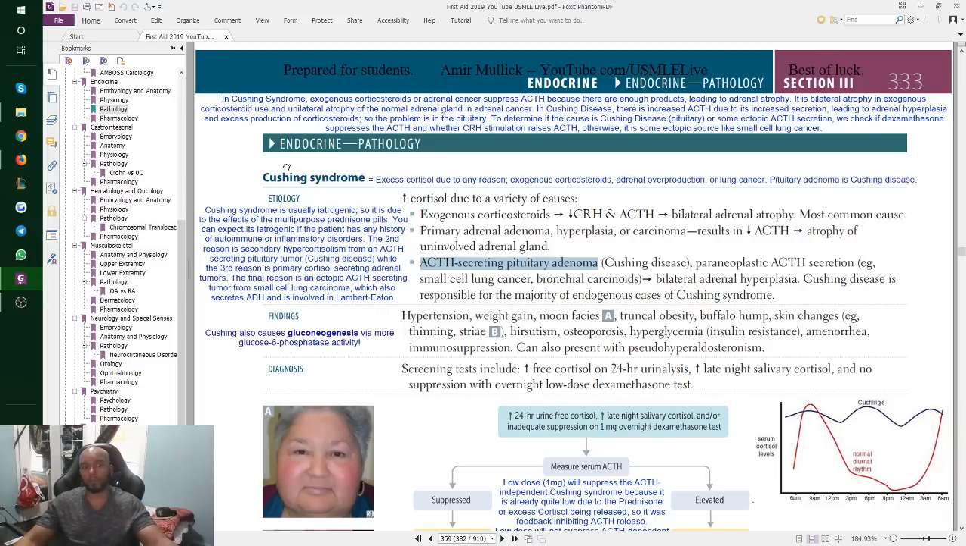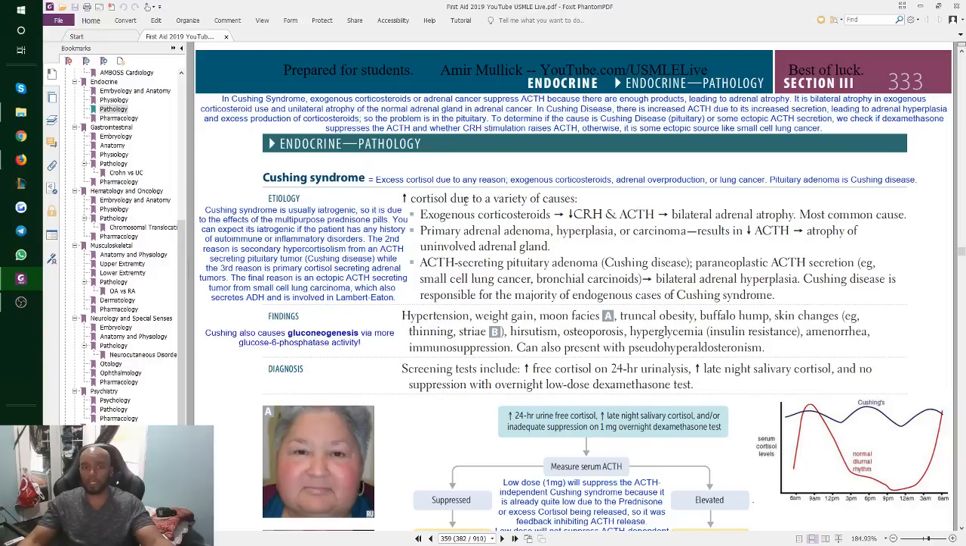So let's take a look at Cushing. Cushing is basically excess cortisol due to any reason, whether it be exogenous corticosteroids, adrenal overproduction, or lung cancer. Pituitary adenoma is the Cushing disease, right? So you can see all the different reasons you could have high cortisol in your body are listed here. You could either be taking exogenous corticosteroids, so something like prednisone, etc. Now, if you're taking a lot of exogenous corticosteroids, your own ACTH is going to be low, right? You can see that because of negative feedback.